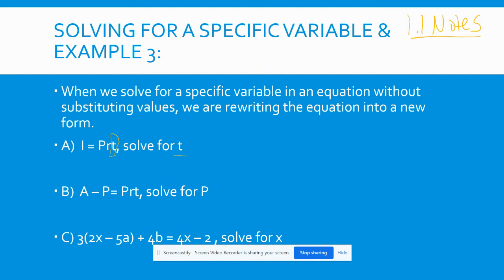Here's t right here. Right now, we are multiplying p and r to t. The opposite of multiplying by p and r is to divide by p and r. That reduces the p and the r over on the right side so that our new equation will be I over p times r is equal to t.